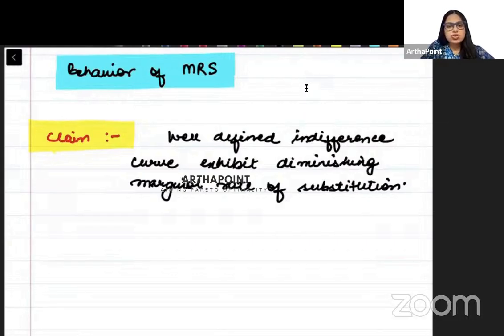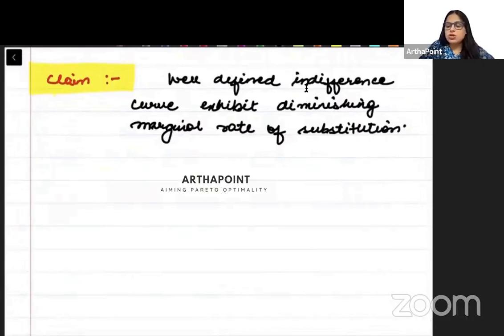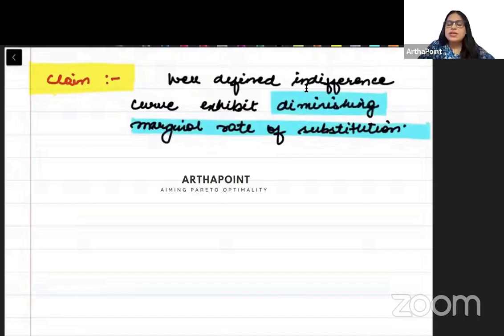Marginal rate of substitution का क्या मतलब है? What is the meaning of marginal rate of substitution? Marginal rate of substitution was the amount of good 2 you were willing to give up for an extra unit of good 1. है ना? और ये diminish करता है. Diminish means that as, देखो, take an example.